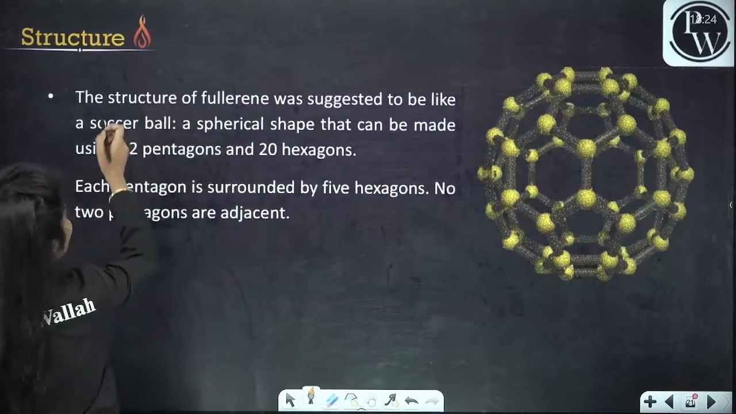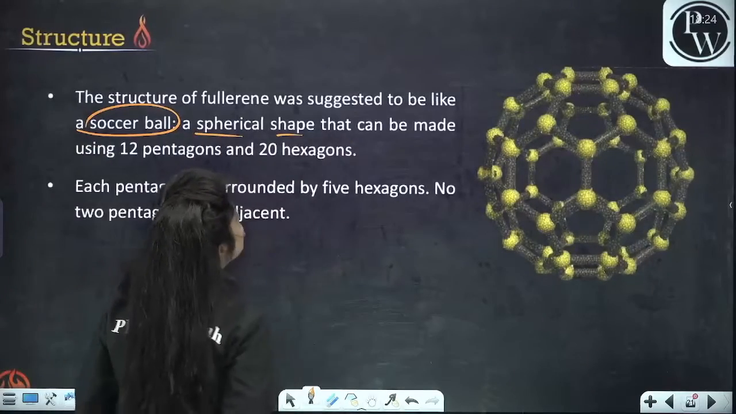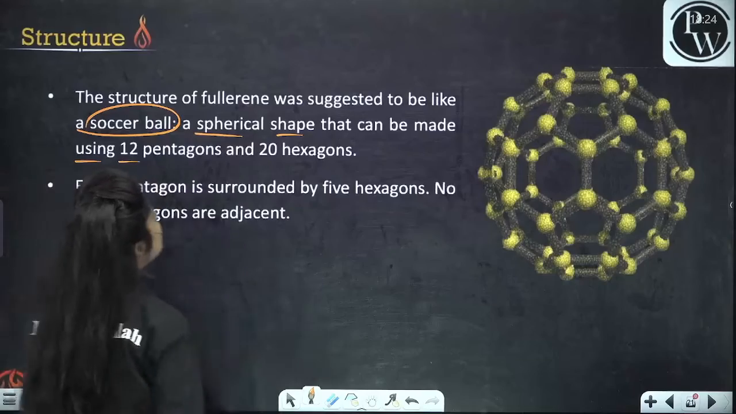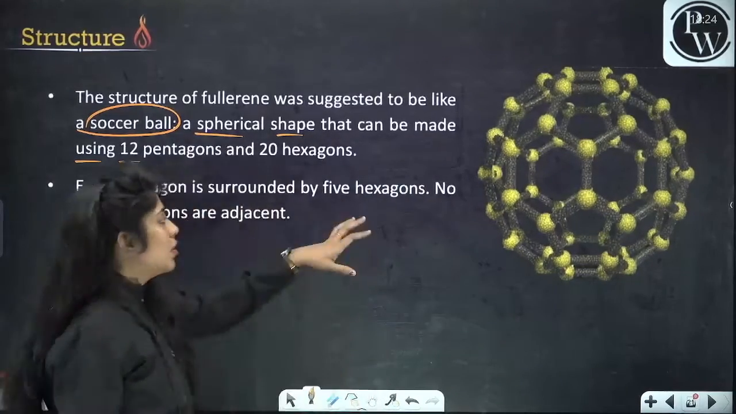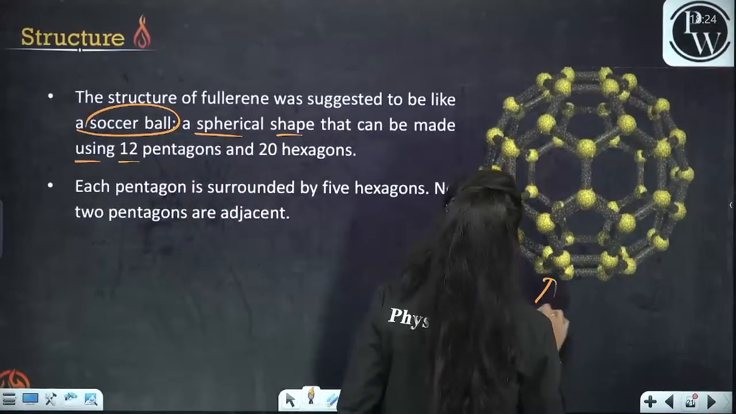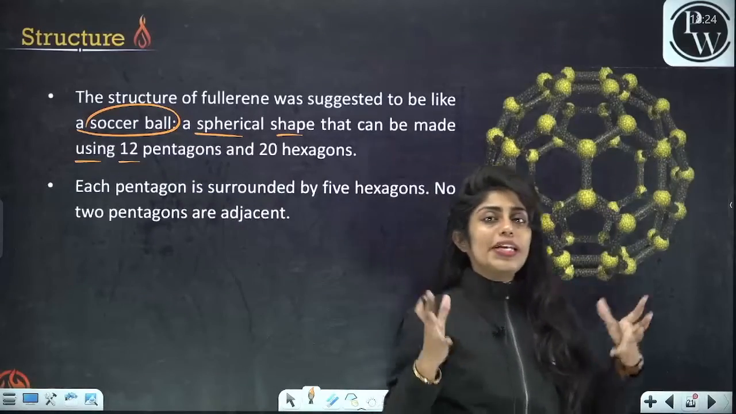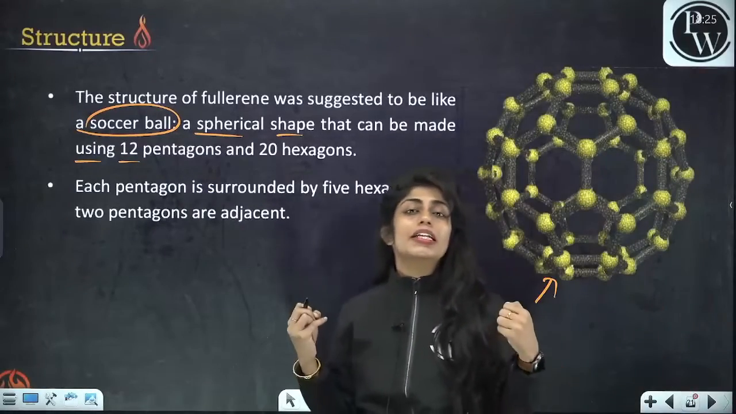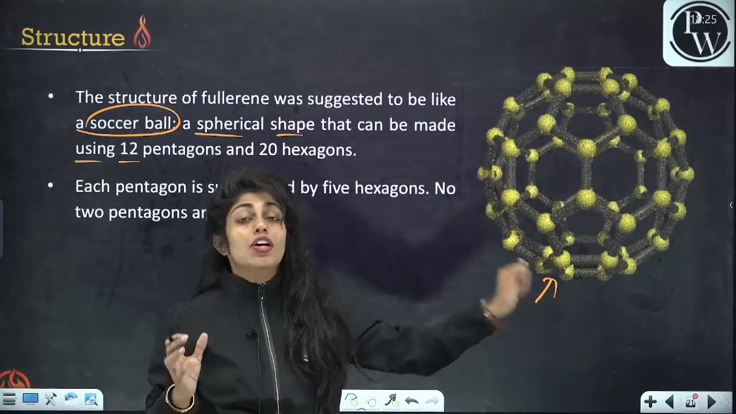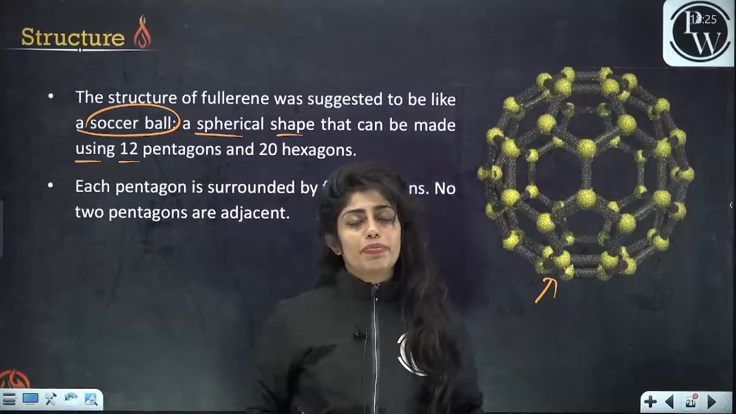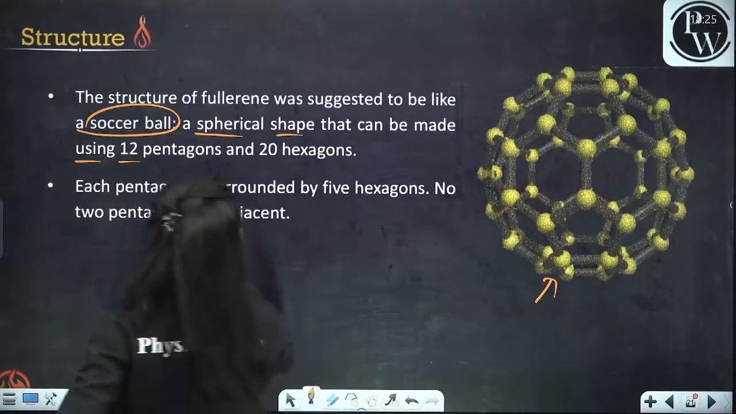Now, how can we understand the structure of fullerene? So the structure is kind of a soccer ball, right? It is spherical in shape and can be made using 12 pentagons and 20 hexagons. Basically, this fullerene seems like the structure of the geodesic domes prepared by Sir Richard Buckminster Fuller. So basically we are deriving the name from there only. But if I talk about the actual structure, it seems like a soccer ball also.